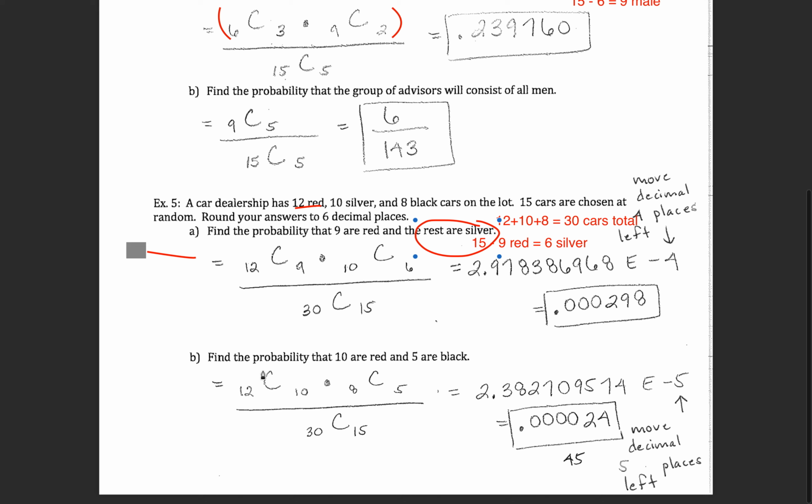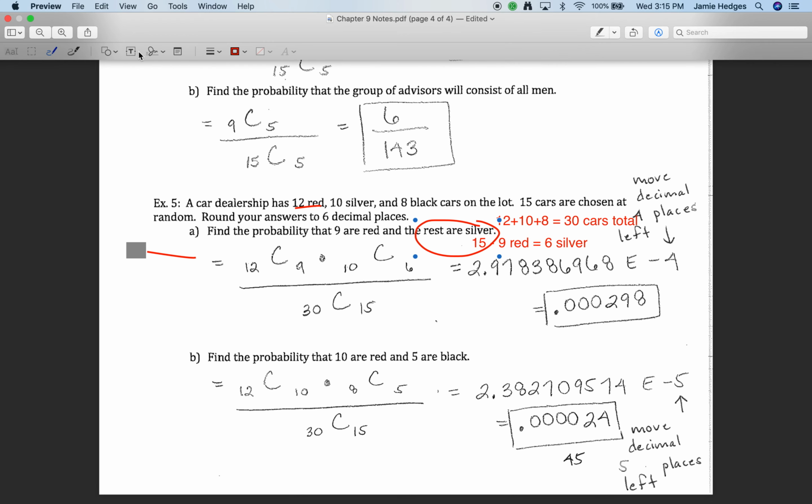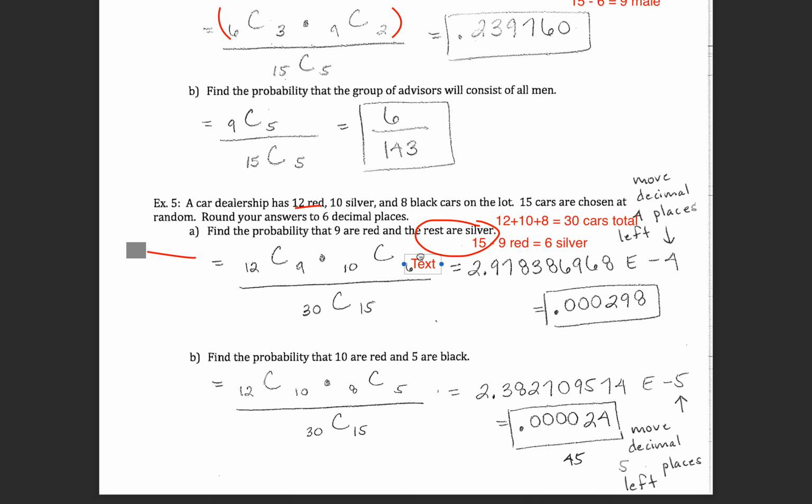Last one here, the probability that 10 are red and 5 are black. Again, there are 30 total, and I'm choosing 15. They said 10 red and 5 black, so we don't even need to subtract there. So I'm going to do the red cars. There are 12 red cars, and I want 10 of them. So 12 choose 10, times there are 8 black cars, and I'm choosing 5. So 8 choose 5. Here's my total again, 30 total. I was told I'm choosing 15.